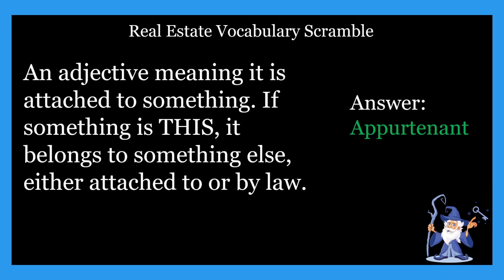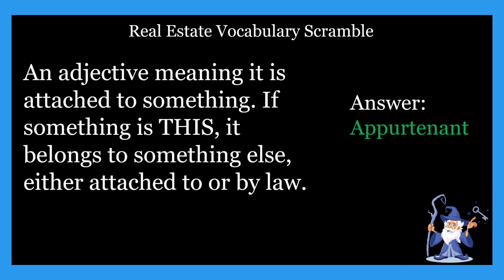Typically, anything that has been installed or become part of a property is considered to be appurtenant. Now, a great example of something described as appurtenant is the relationship between a barn and a house or an easement to some land. Typically, these things are attached to the property by law and are described as appurtenant.